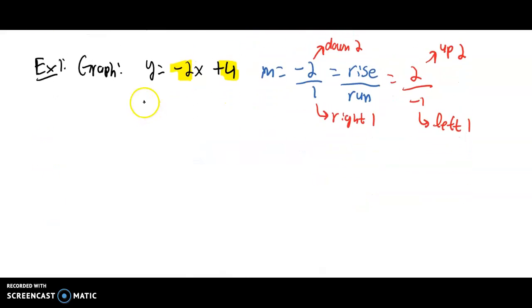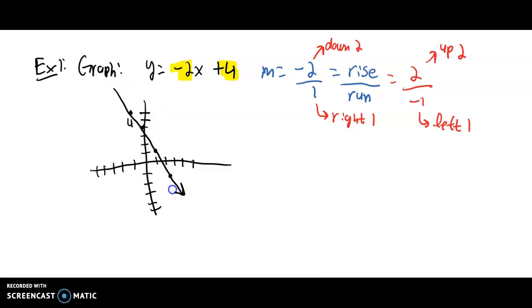Okay, so we're just going to hand sketch a graph really quick. I'm going to start with my y-intercept of positive 4. 1, 2, 3, and 4. Great. Let's make some other marks. 1, 2, 3, 4, 5. Okay, so I can go down 2, over 1. Down 2, over 1. I can also go up 2, left 1. Great, and that's it. That is our line.